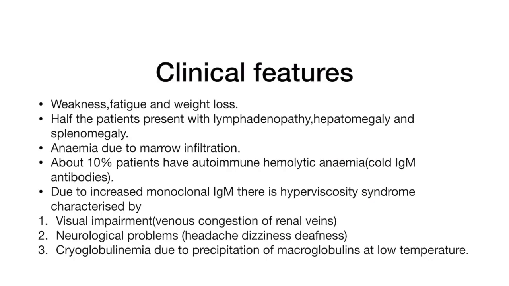Now if I talk about the clinical features, the patient presents with weakness, fatigue and weight loss, and half the patients present with lymphadenopathy, hepatomegaly or splenomegaly, and anemia is there due to the marrow infiltration by these lymphoplasmacytes. Also there is one interesting thing, that about 10% of the patients have autoimmune hemolytic anemia, because there is production of these IgM autoantibodies against our own RBCs, which causes the hemolysis of these RBCs. I will talk more about this anemia when I start the topic of anemia.